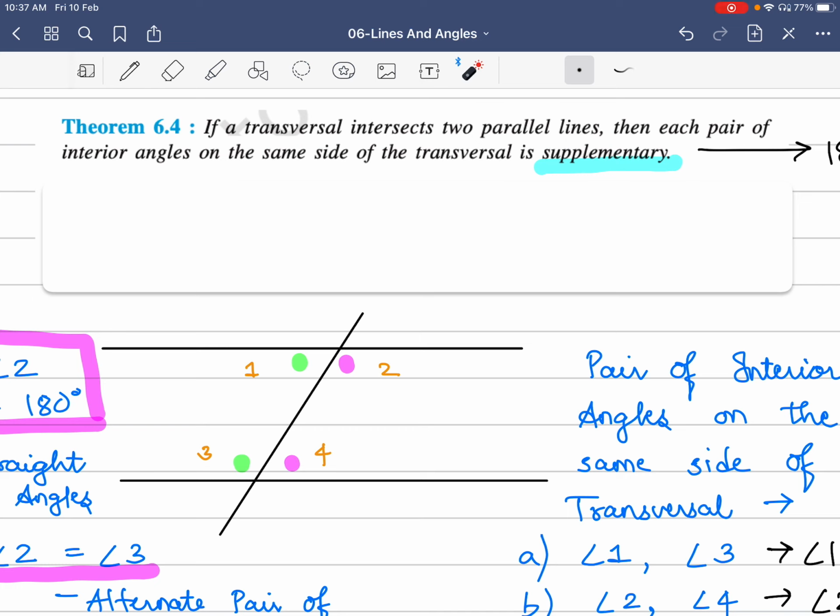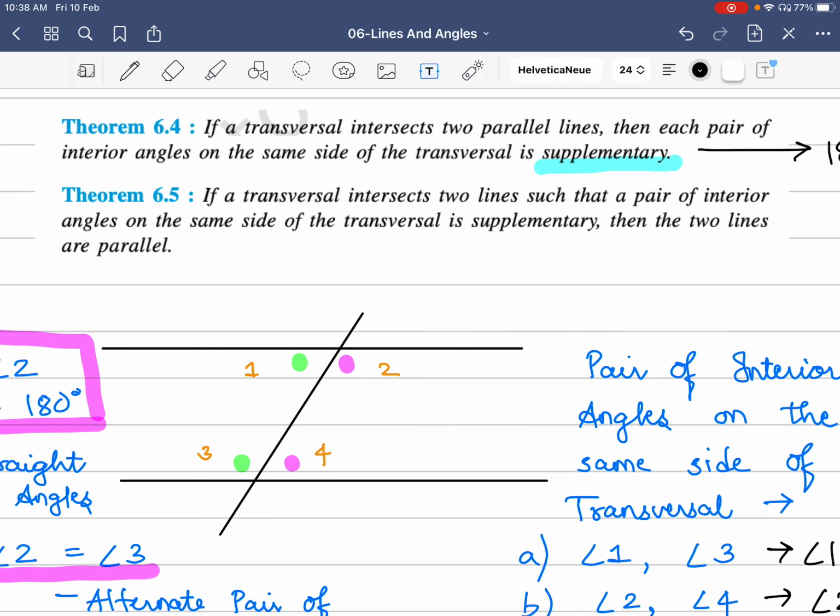Now we are going to see the converse of the theorem. We can guess what the converse is. The converse theorem will say, if we have interior angles whose summation is 180 degrees, interior angles which are supplementary, then these two lines will be parallel to each other. So that's how the converse works.